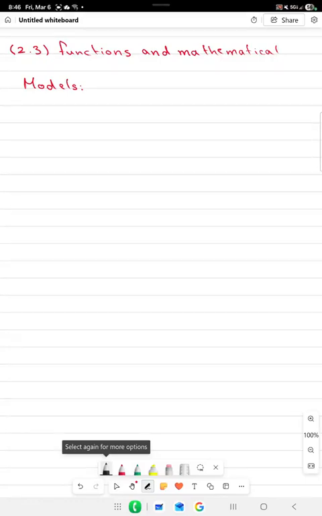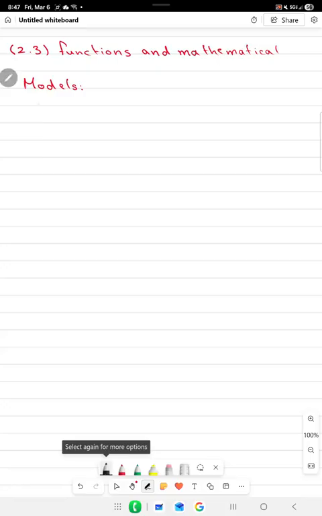Let's start section 2.3. Section 2.3 is functions and mathematical models. What does it mean? In this section, we are studying, or actually reviewing, how to use functions or equations to model a real life problem in mathematics, solve it, and find a solution for that real world problem.